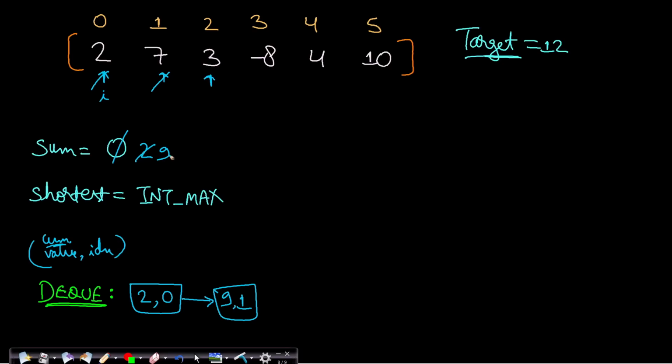Now you move to 3, add 3 to it, and this becomes 12. Now this value is greater than or equal to your target. As soon as this happens, then you can compare it with the shortest window size.